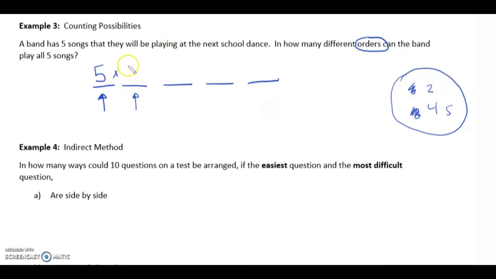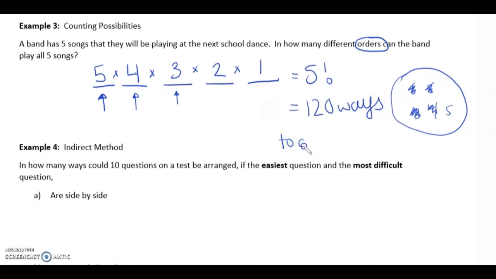So there were 4 to choose from. And now there are 3 different songs to choose from. And now there are 2 different songs to choose from, right? And now there's 1 different song to choose from. So 5 times 4 times 3 times 2 times 1 is the way we say 5 factorial. And so there are 120 different ways to order 5 songs.